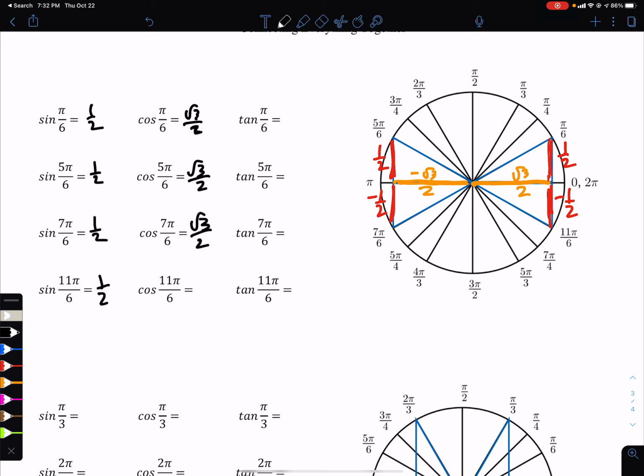You don't have to memorize them. You just have to memorize that for a 30-degree angle, the sines are 1/2. For a 30-degree angle, the cosines are radical 3 over 2. And the tangent is 1 over radical 3 for all those. So you don't have to memorize a bunch of different angles. You just have to know the pi over 6.